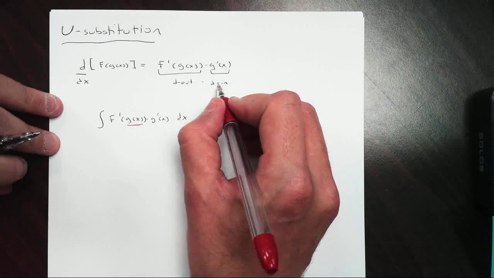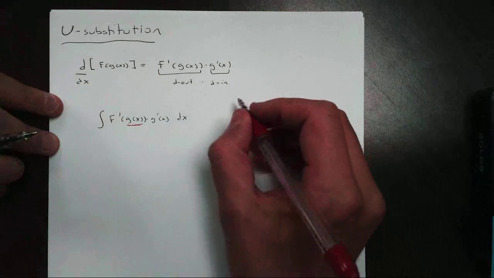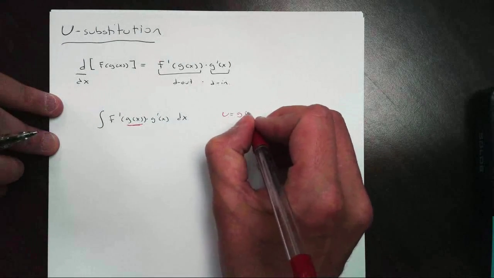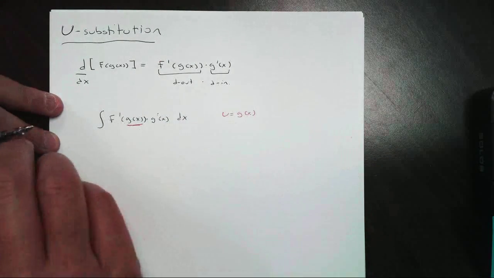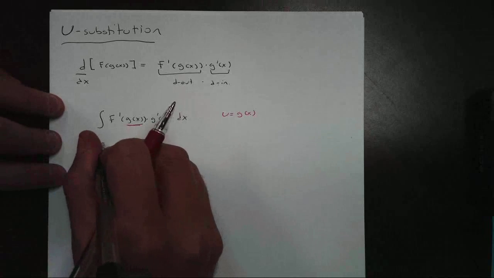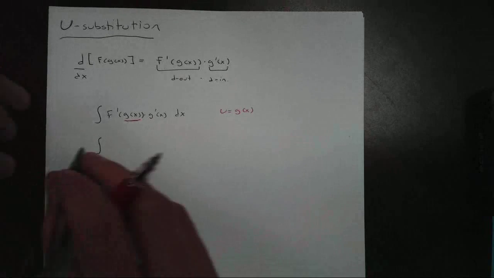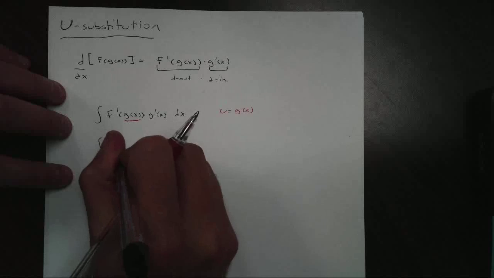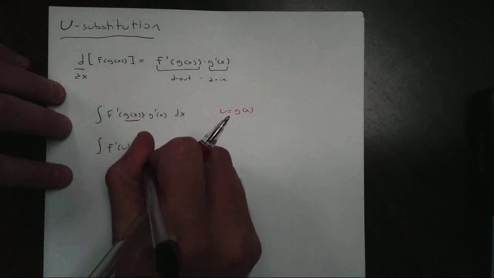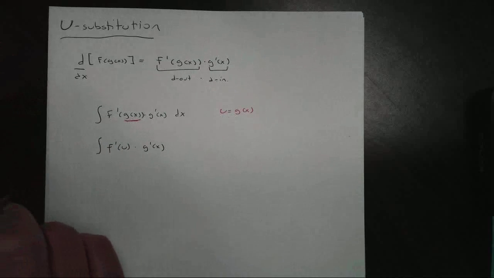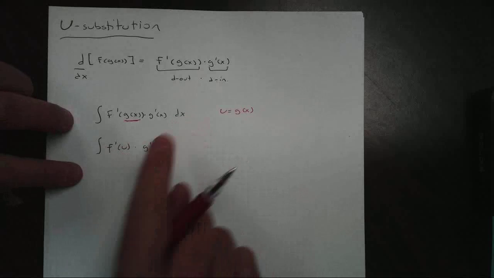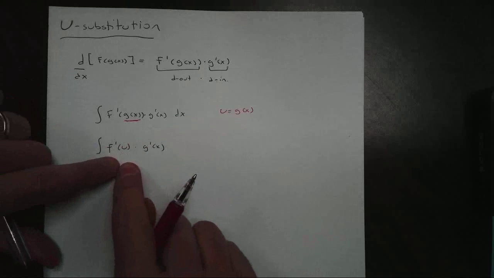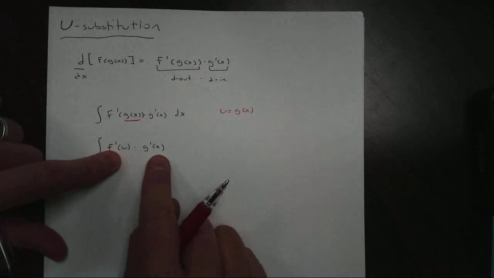So going backwards, we're going to look at the inside. So we let u equal g of x. Now, if I let u be g of x, I'm going to get this, f prime of u times g prime of x. Now notice I haven't replaced my dx yet. We're going to do that in just a minute. But notice, I have u and I have x.